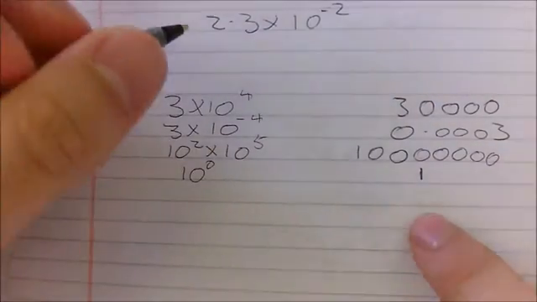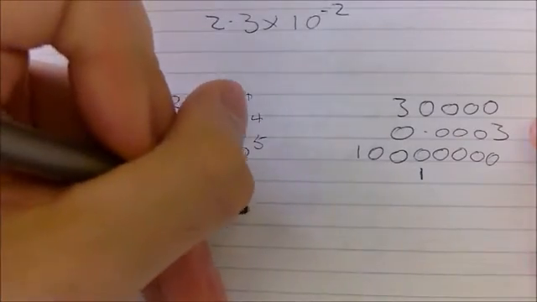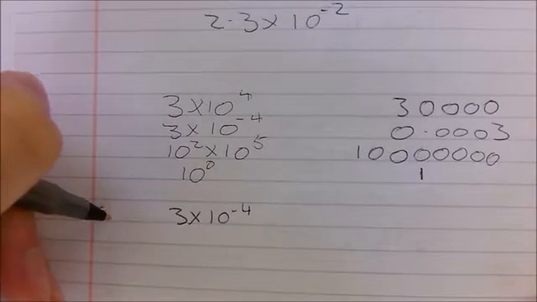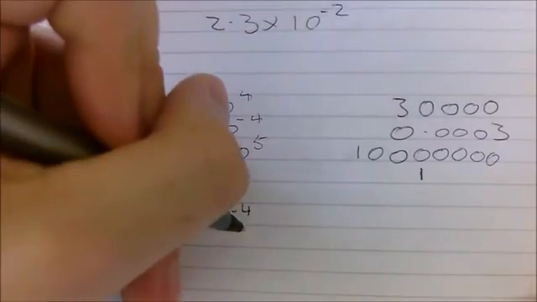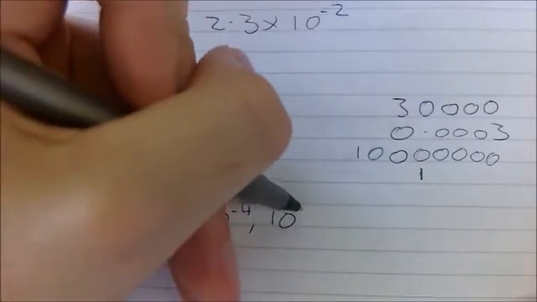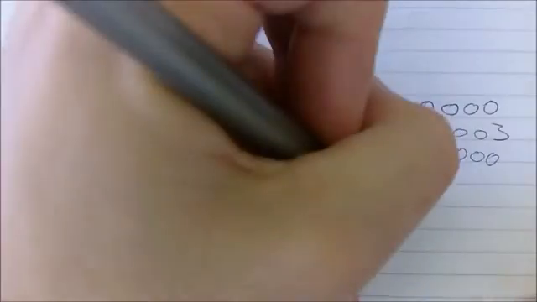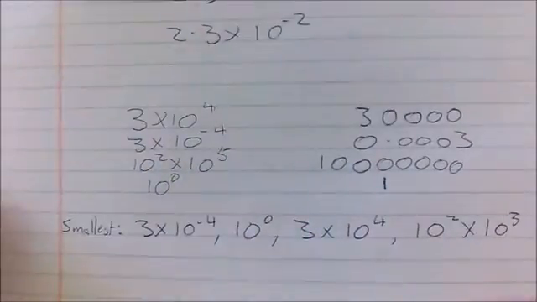Now in ascending order, 3 times 10 to the power of minus 4 is the smallest. Then 10 to the power of 0. Then 3 times 10 to the power of 4. And then finally 10 squared times 10 to the power of 5 is the largest.